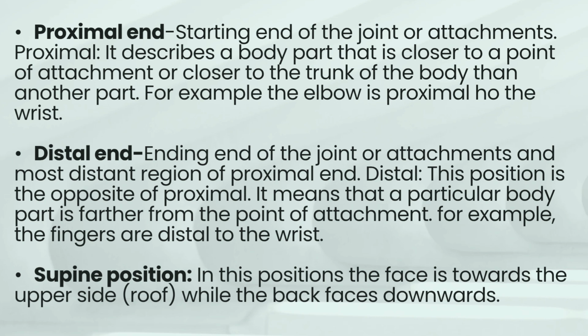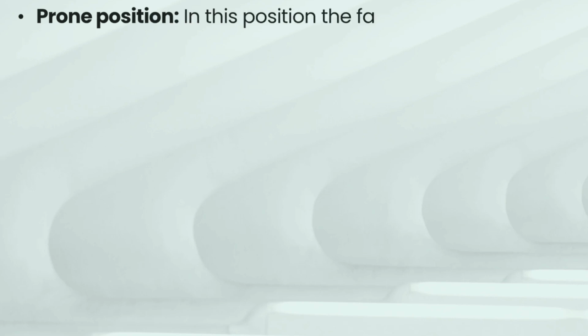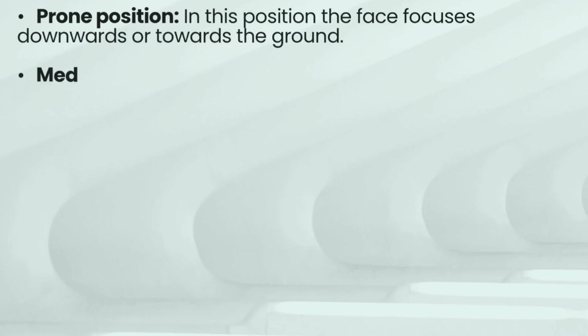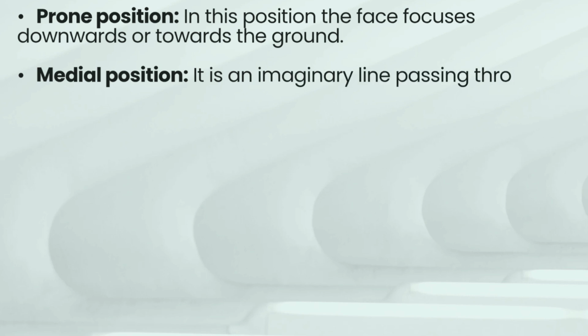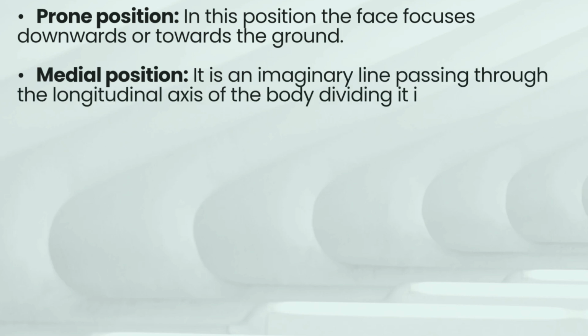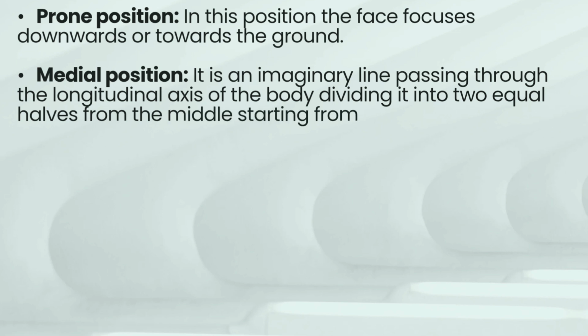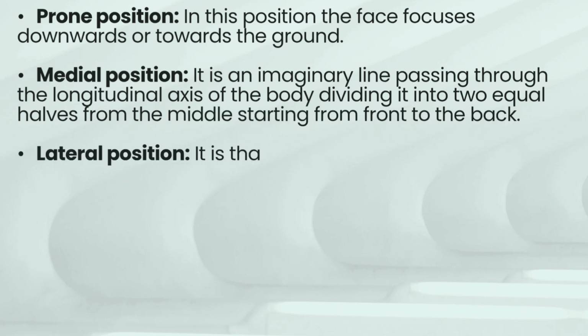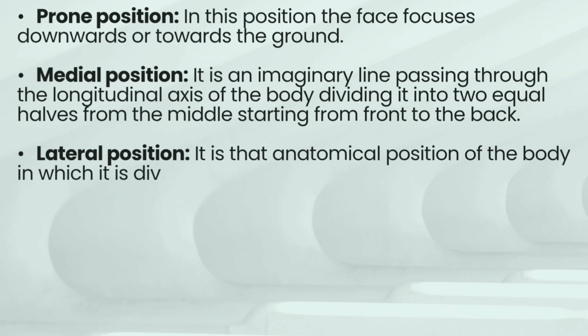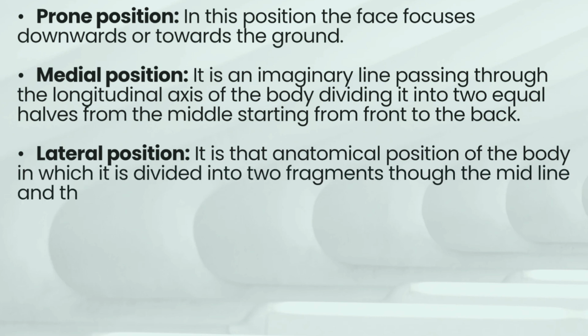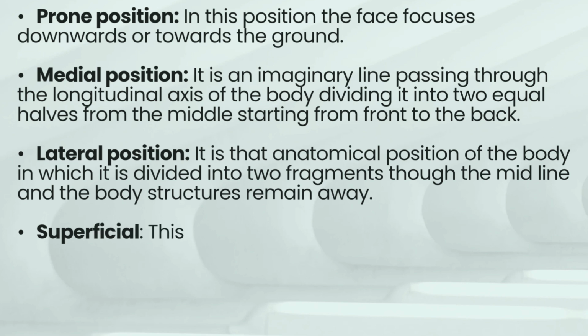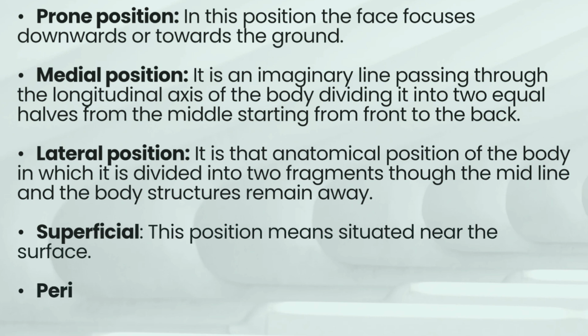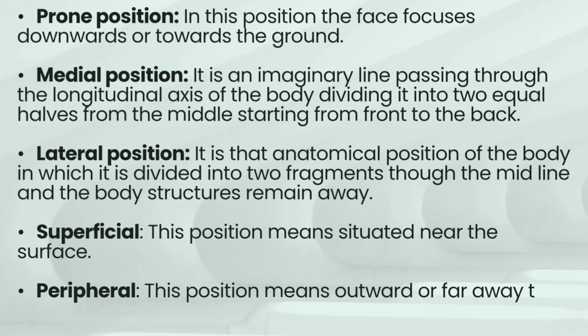Supine position. In this position the face is towards the upper side, the roof, while the back faces downwards. Prone position. In this position the face focuses downwards or towards the ground. Medial position. It is an imaginary line passing through the longitudinal axis of the body, dividing it into two equal halves from the middle, starting from front to the back. Lateral position. It is that anatomical position in which structures remain away from the midline. Superficial. This position means situated near the surface. Peripheral. This position means outward or far away from the surface.